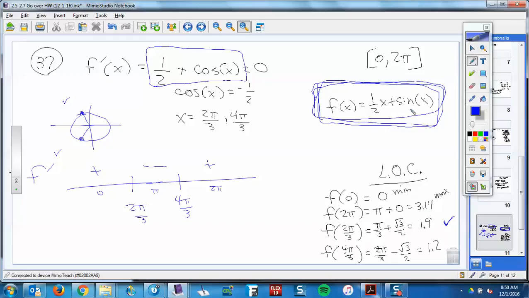So 2 pi thirds. Sine of 2 pi thirds is root 3 over 2, positive. And what's 1/2 times 2 pi thirds? Well, that's just pi thirds. Pi thirds plus root 3 over 2 without a calculator. Well, it's not that bad. I mean, pi thirds, that's about 1, right? Pi is 3.14, so 3 divided by 3 is about 1. And root 3 over 2 is 0.8 something. And you really should know that, to be honest with you. Root 3 over 2 is 0.866.